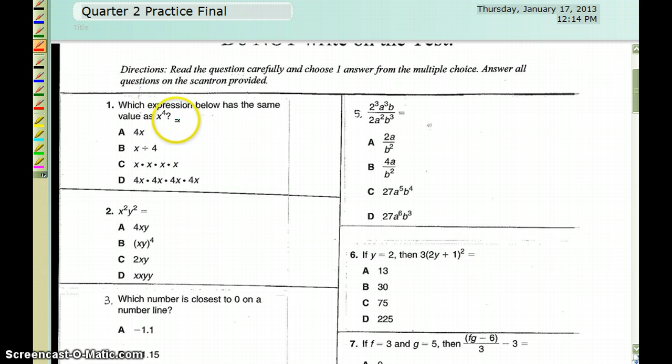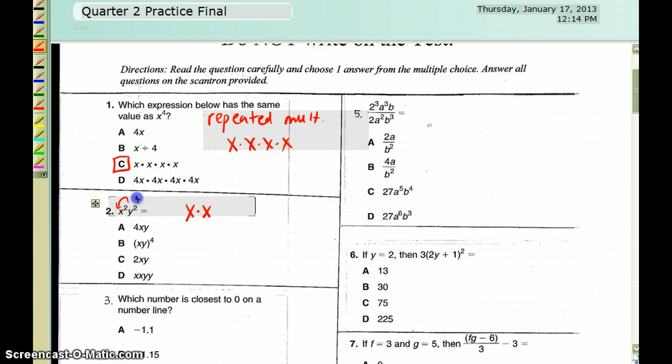For number 1, x to the 4th power, we know that any exponent means repeated multiplication. So I know that my answer is the base repeated 4 times, x times x times x times x, which gives me the answer C. Number 2, when I see x squared, y squared, again, I know that the exponent means repeated multiplication. So I know that the 2 is telling me that x will be repeated twice, x times x, and the 2 is telling me that the y will be repeated twice, y times y, giving me the answer D.